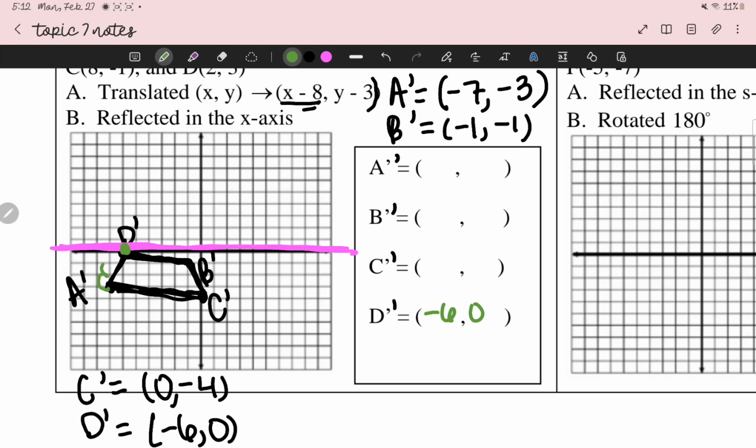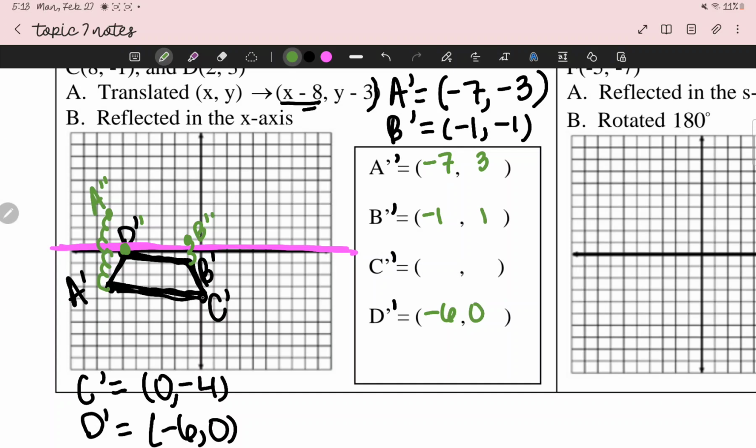A is exactly 1, 2, 3 units away. It should be up here as well, 1, 2, 3. And that is going to be A prime prime, and that is point negative 7, 3. B is 1 unit away. It'll be 1 up here as well, which is negative 1, 1. That is going to be my B prime prime, negative 1, 1.